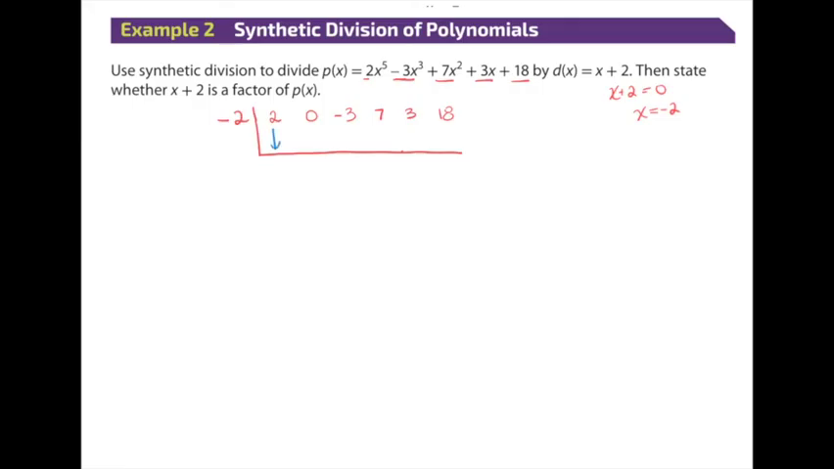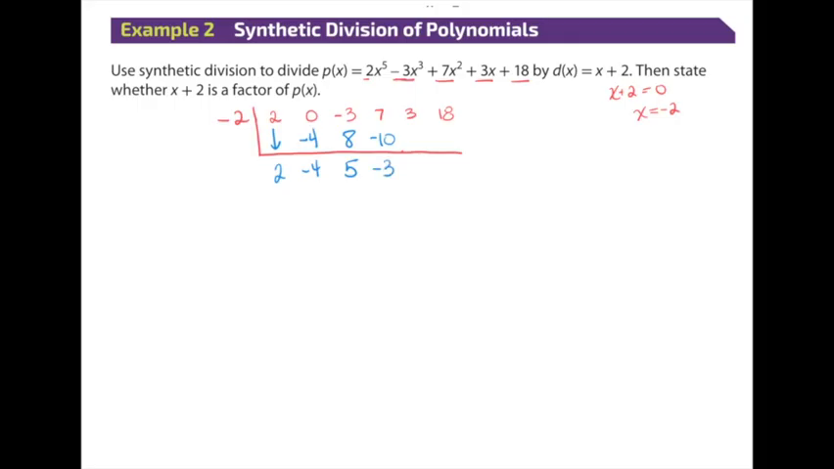All right? And then I'm just going to go down. 2 plus nothing is 2. Then I'm going to multiply up. -2 times +2 gives me -4. Then I'm going to add down. 0 and -4 give me -4. Multiply up. -2 and -4 give me +8. Add down. -3 and 8 give me 5. Multiply up. -2 and +5, -10. 7 and -10.